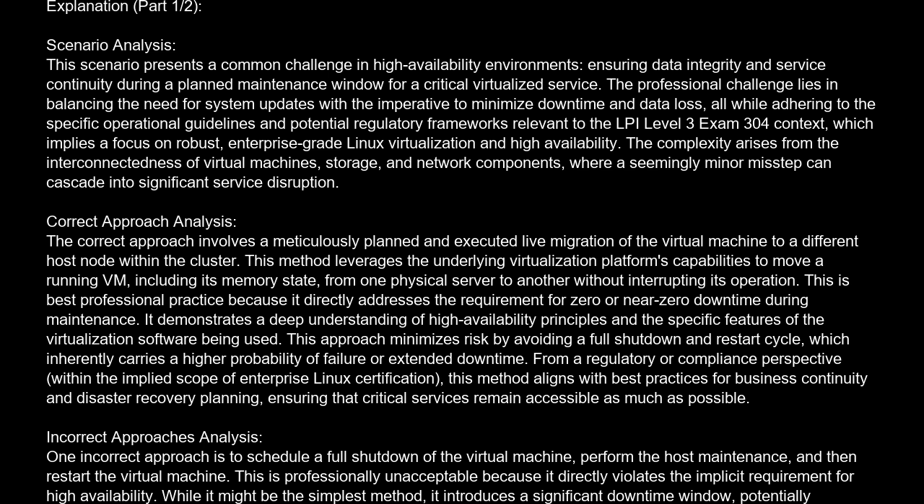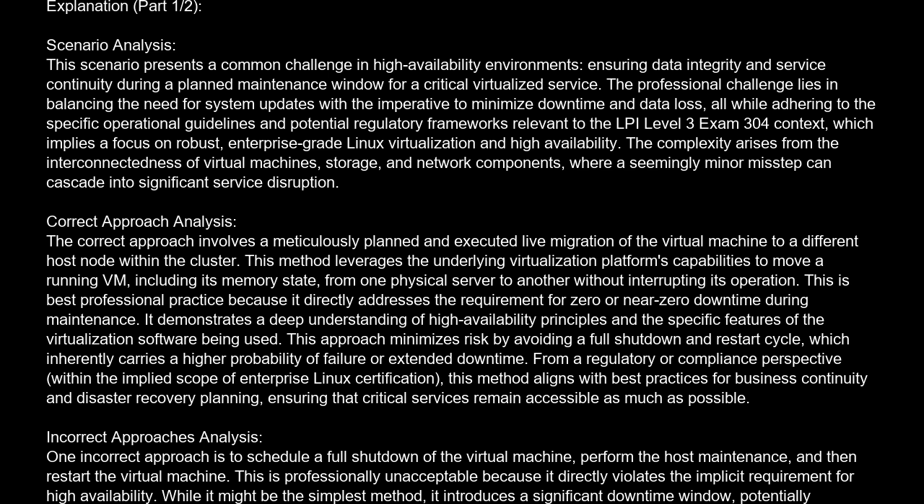The correct approach involves a meticulously planned and executed live migration of the virtual machine to a different host node within the cluster. This method leverages the underlying virtualization platform's capabilities to move a running VM, including its memory state, from one physical server to another without interrupting its operation. This is best professional practice because it directly addresses the requirement for zero or near zero downtime during maintenance.